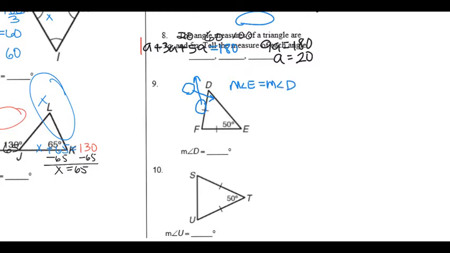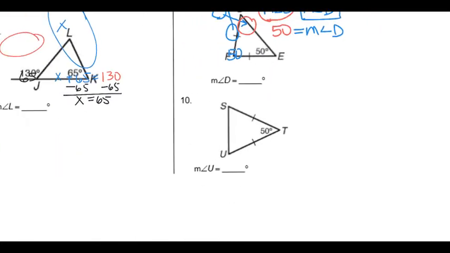And we are looking for angle D. This is our goal. But we actually know what angle E is, which is 50. So we can replace that 50 there, which will give us the measurement of angle D. And that gives us our answer of 50.